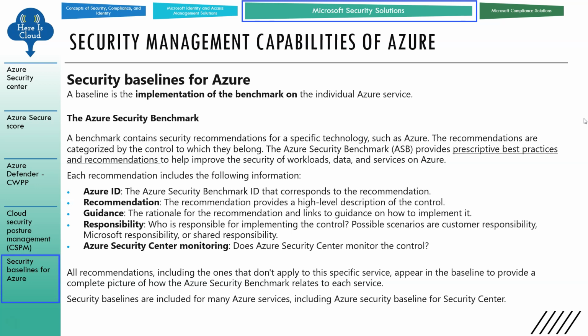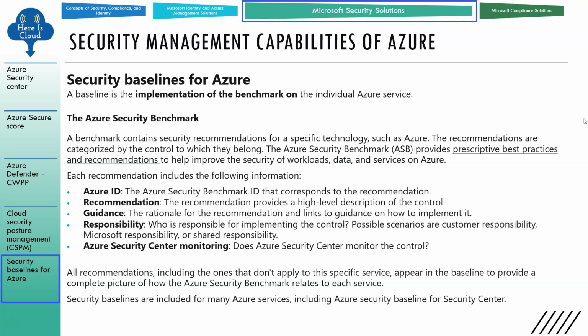Next is the security baseline for Azure. So in general, a baseline is the implementation of the benchmark on an individual Azure service. The benchmark contains security recommendations for specific technologies such as Azure. The recommendations are categorized by the control to which they belong. So the Azure Security Benchmark provides prescriptive best practices and recommendations to help improve the security of workloads, data, and services on Azure.